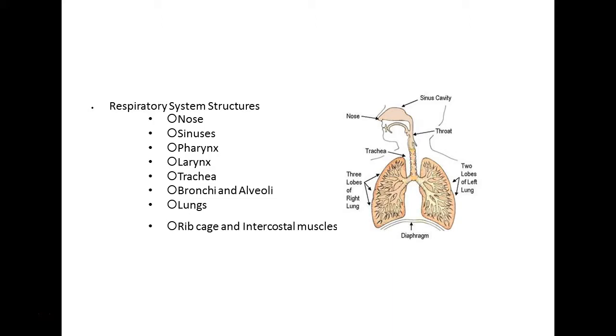Respiratory system is divided into your upper and lower respiratory systems. Within your upper respiratory system is your nose, sinuses, pharynx, larynx, and trachea. Within your lower system is your bronchi and your alveoli, your lungs, and your rib cage and intercostal muscle.